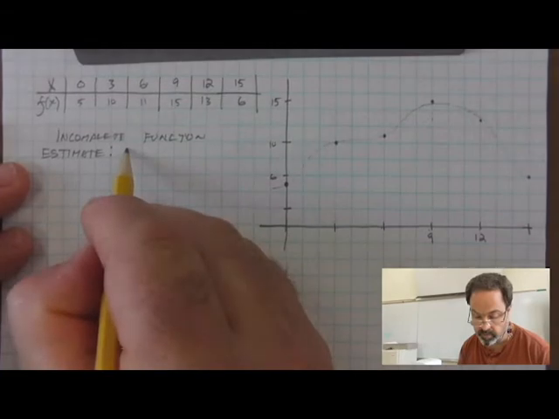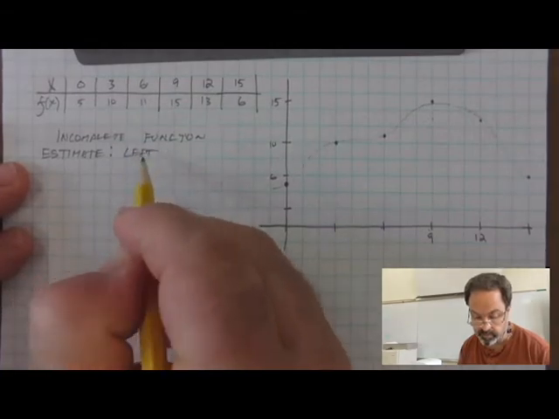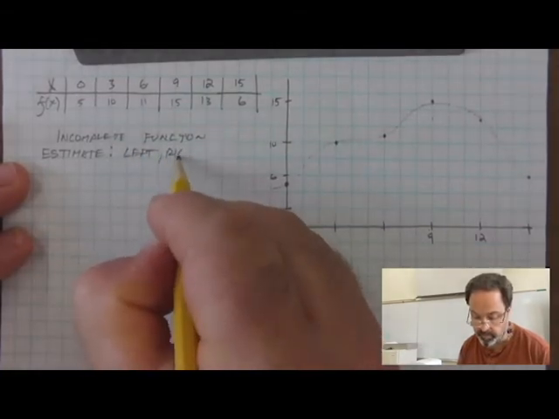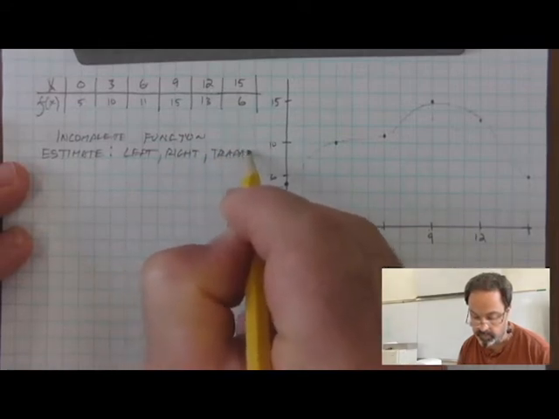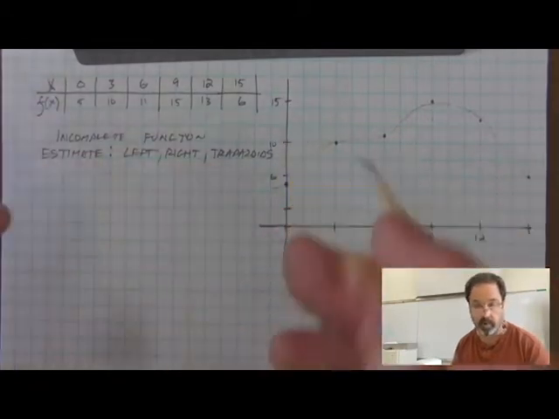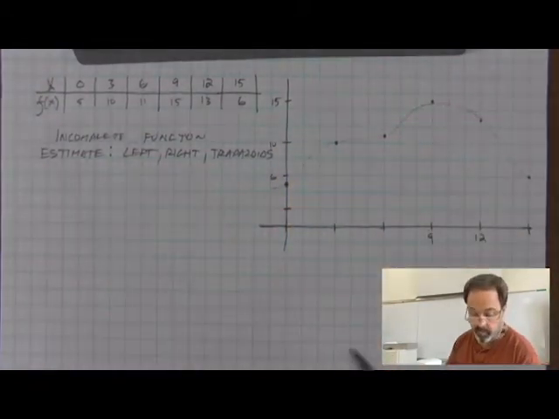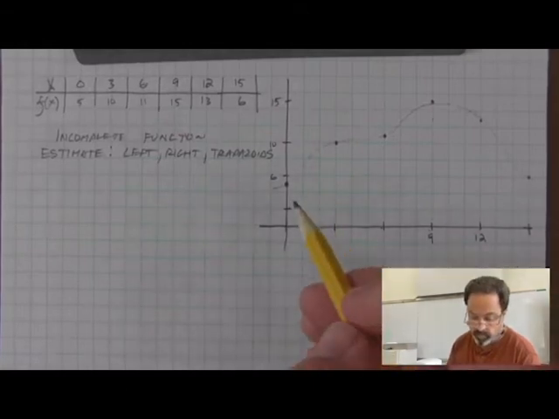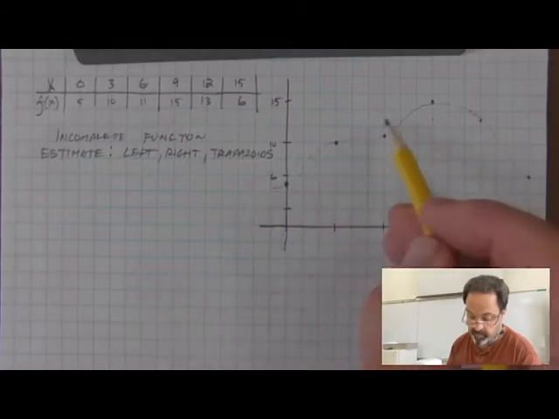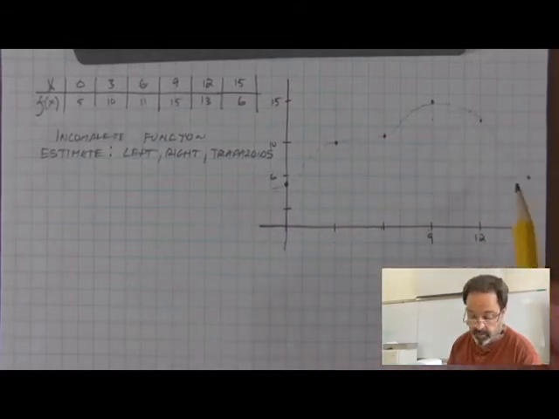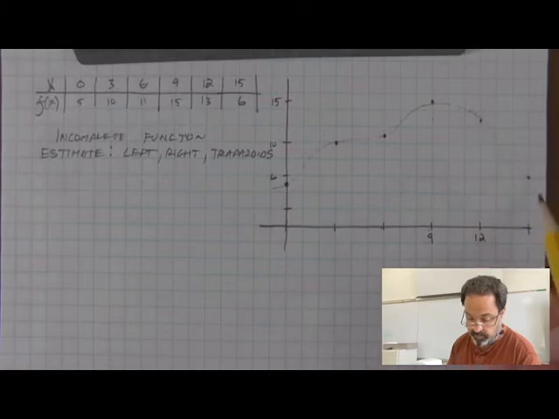We can use left rectangles, right rectangles, and trapezoids, as well as a handful of other techniques, but we're going to focus on presenting these three. So what do we mean by left rectangles? If all we have is the function values at these locations, then those function values at those locations are going to serve to be the heights of a set of rectangles.